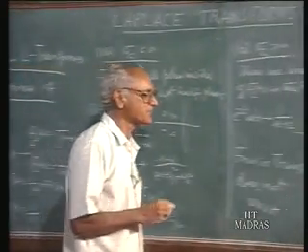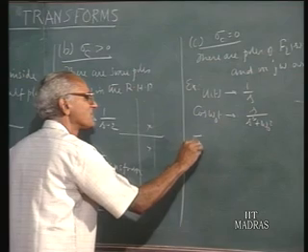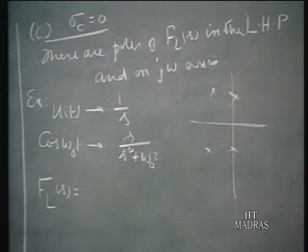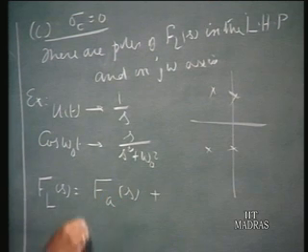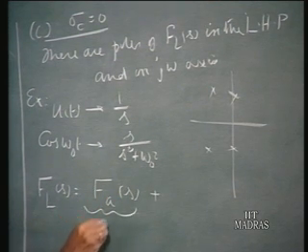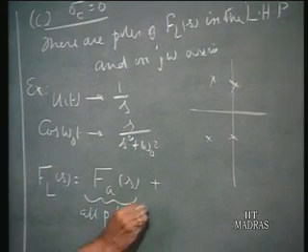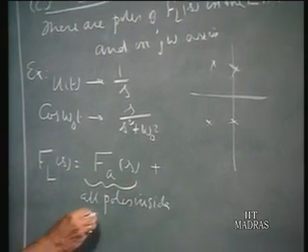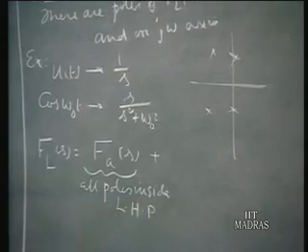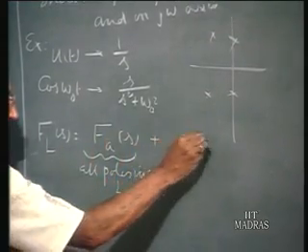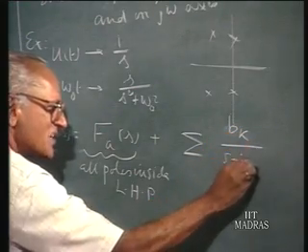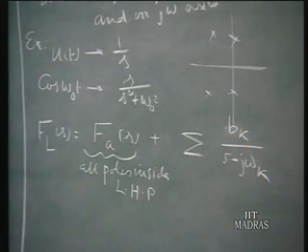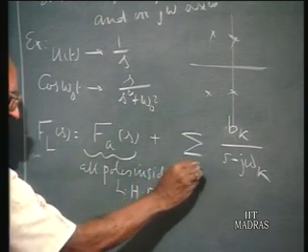The general rule is, FL(s) in general will have an FA(s) part which has all poles inside the left half plane, plus some poles which are on the imaginary axis. Let us say bk over s minus j omega k, where the summation is over k.